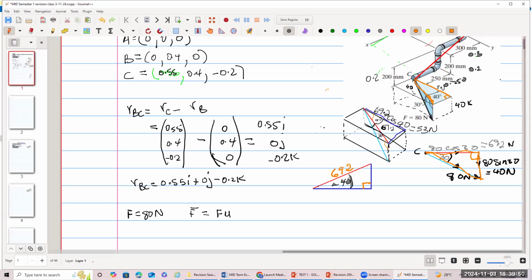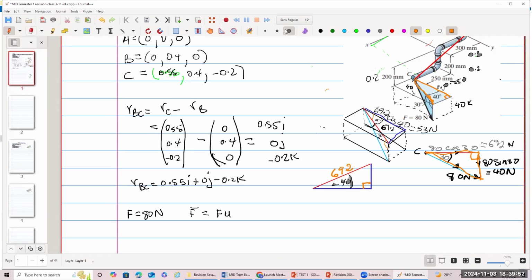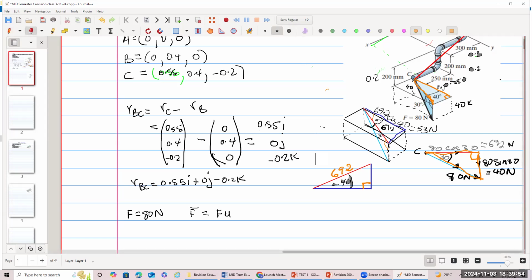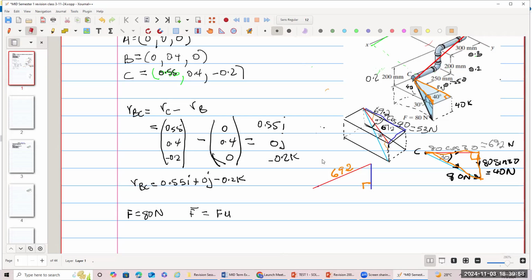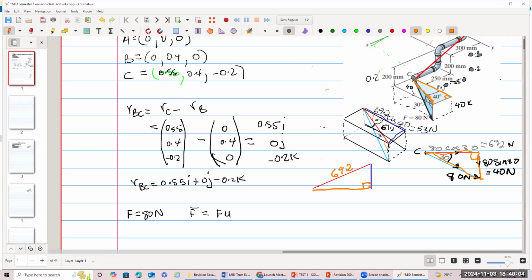Right here, this is 40. Can I remove this? Everything might erase. Oh, it's gone. Everything erased. All right, I'm trying to keep these things. So this 69.2 is representing this line up here, 90-degree, and this is 40. So this is how I'm going to get that distance up there.